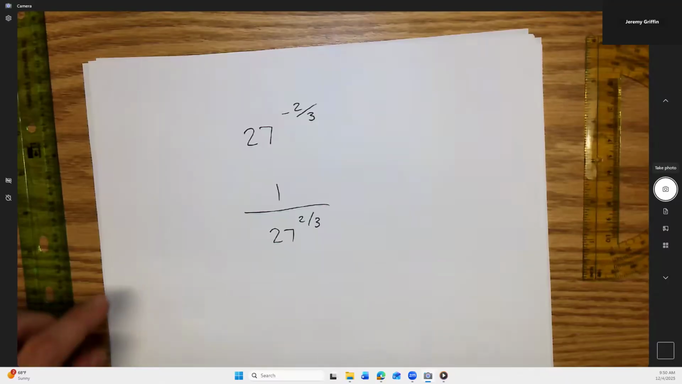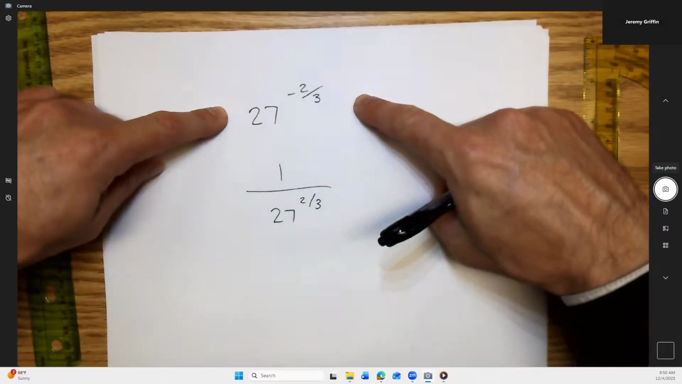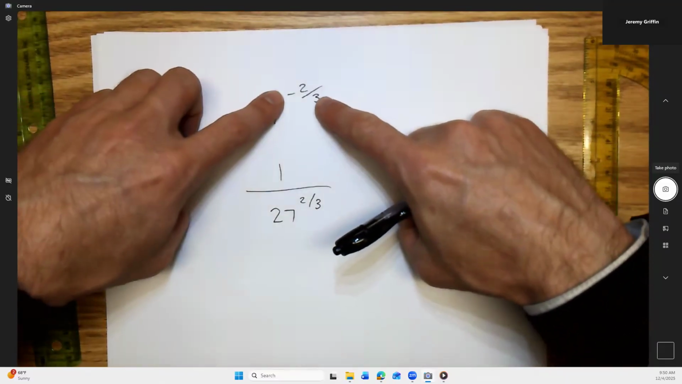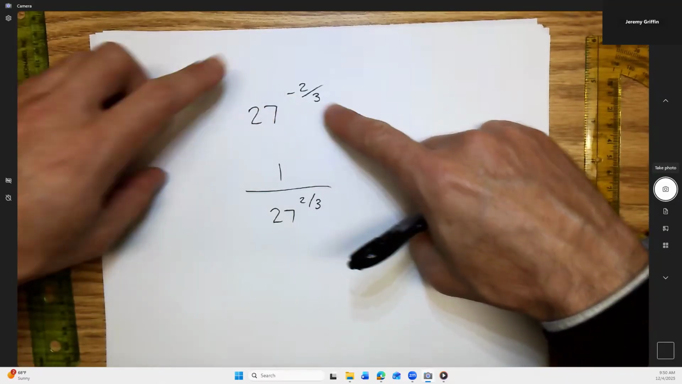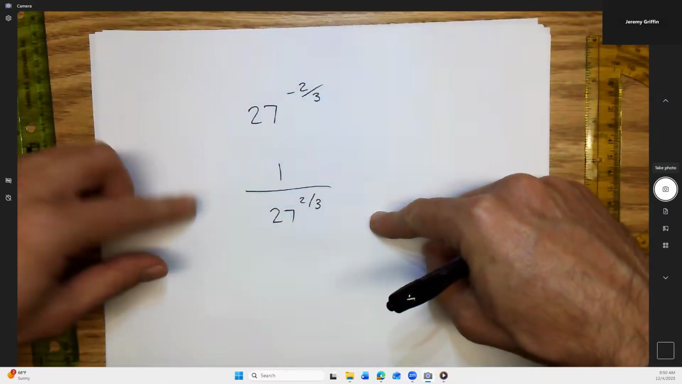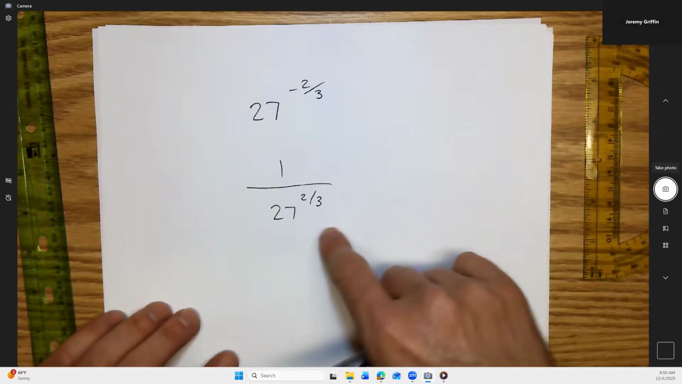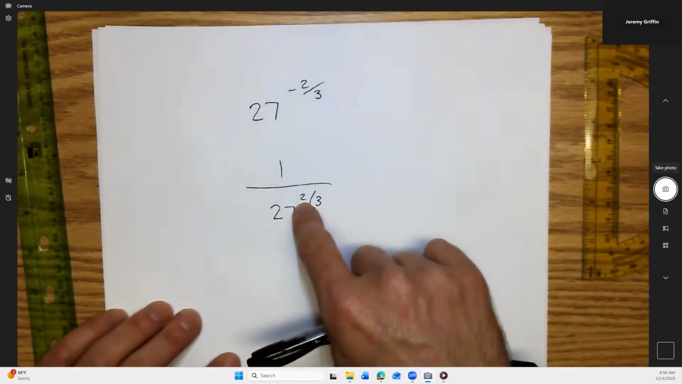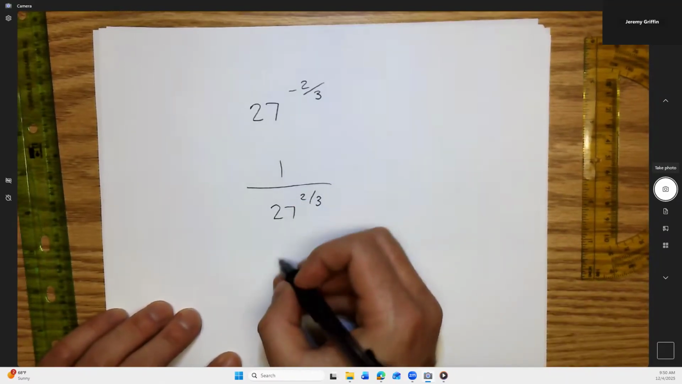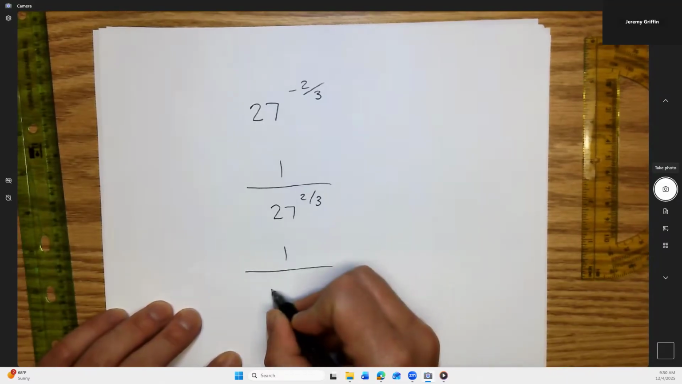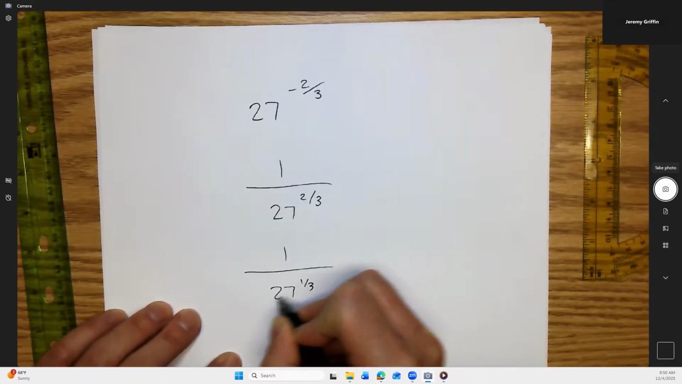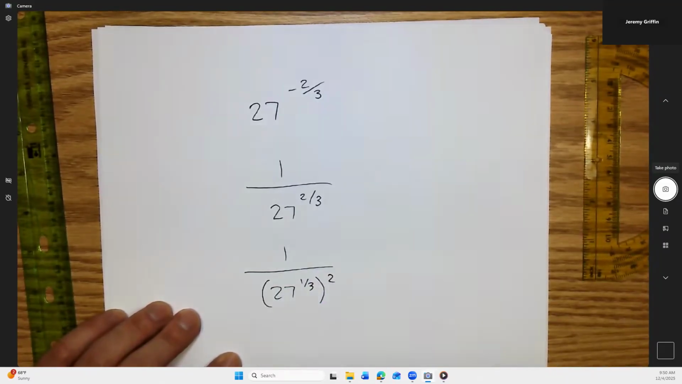Alright, so step by step. Here's the original expression. What does a negative exponent mean? It means to do what? Reciprocal, so 1 over, like a fraction. Now I would handle each part of that exponent one at a time. Let's go 1 over 27 to the 1/3, and then I'll square that after the fact. And guys, 1/3 means the cube root.